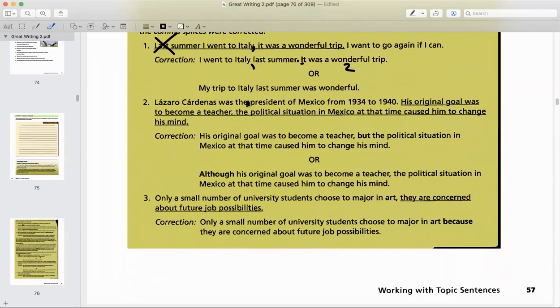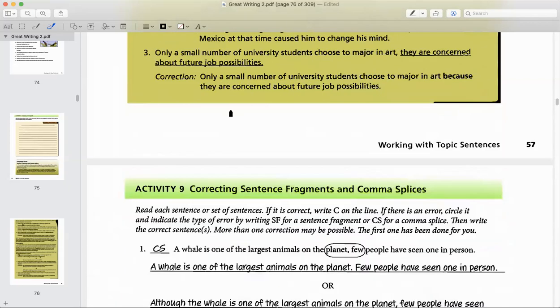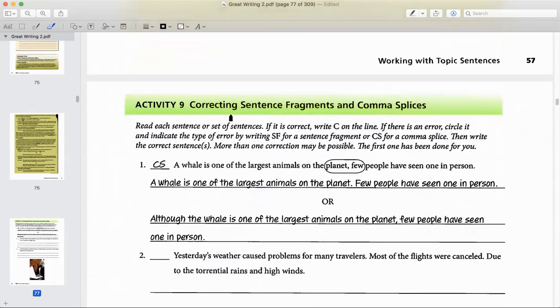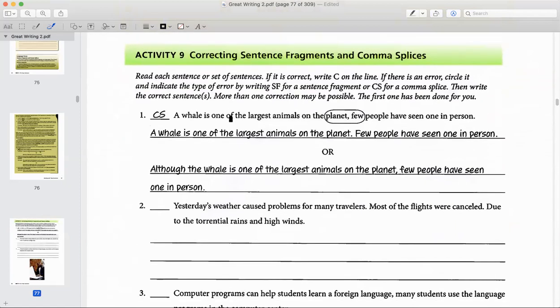Okay, and then you can look more carefully at numbers 2 and 3. And then down here, you've got an activity to practice correcting fragments and comma splices.